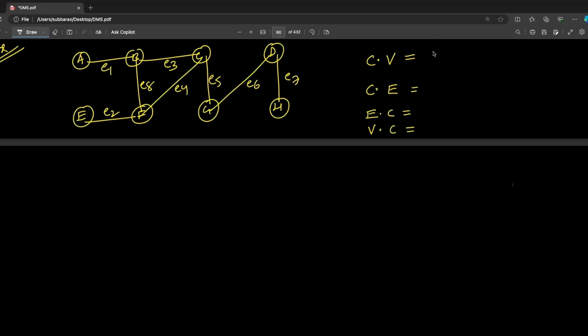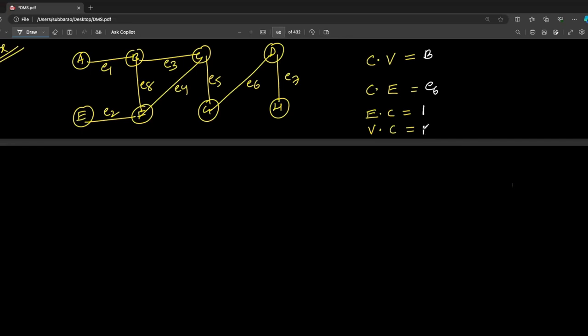Let me check one small thing. In my opinion, B is a cut vertex. In my opinion, E6 is a cut edge. So because of that reason, it is 1. One cut vertex is there, one cut edge also there. Minimum number of edges I have to delete so that the graph becomes disconnected is the edge connectivity number, 1. Minimum number of vertices I have to delete so that the graph becomes disconnected is called the vertex connectivity number.